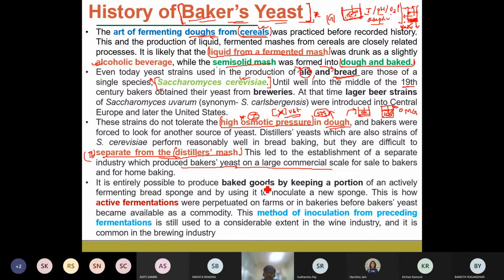So what are the advantages? The advantage is that when you inoculate from the previous culture into a fresh medium, it forms a part of an active fermentation. So what is an active fermentation? We have seen that in a fermentation process, the microorganisms undergo different phases. It has a lag phase, it has the exponential phase, and then it goes to the stationary phase.